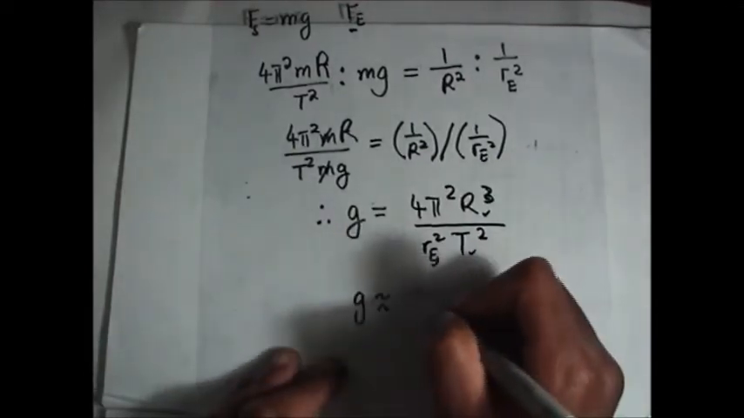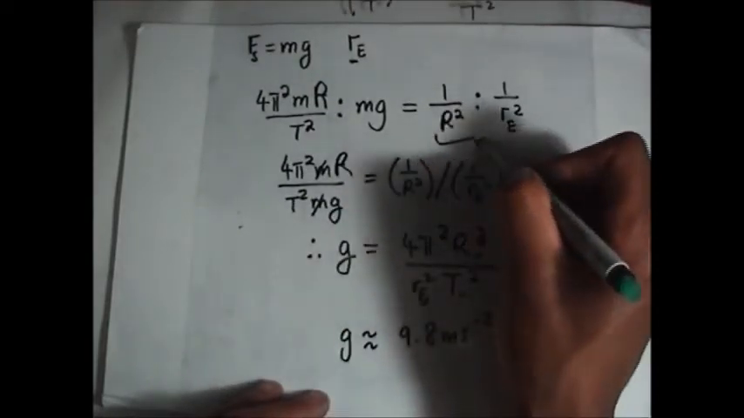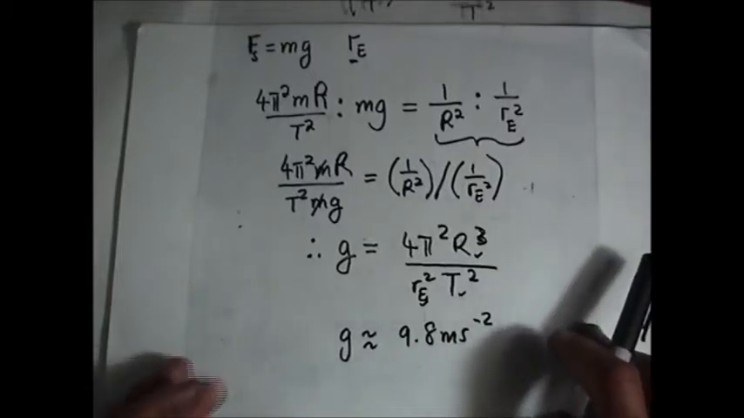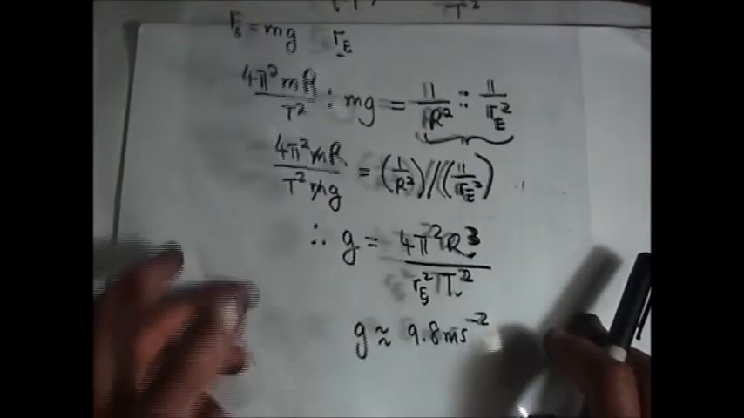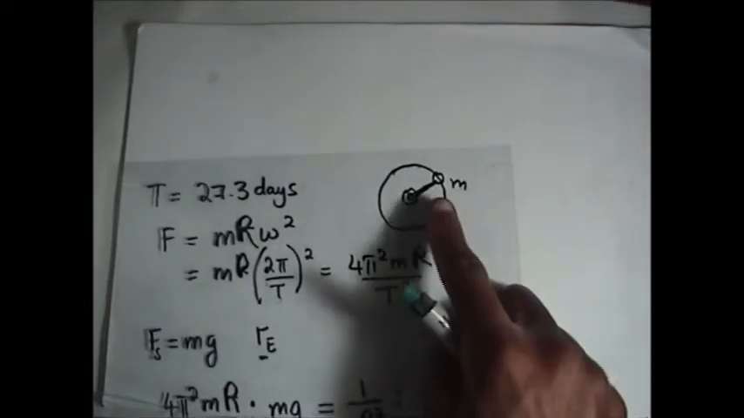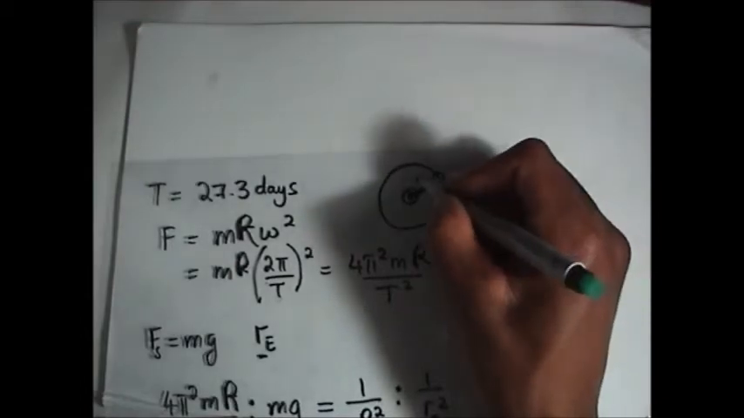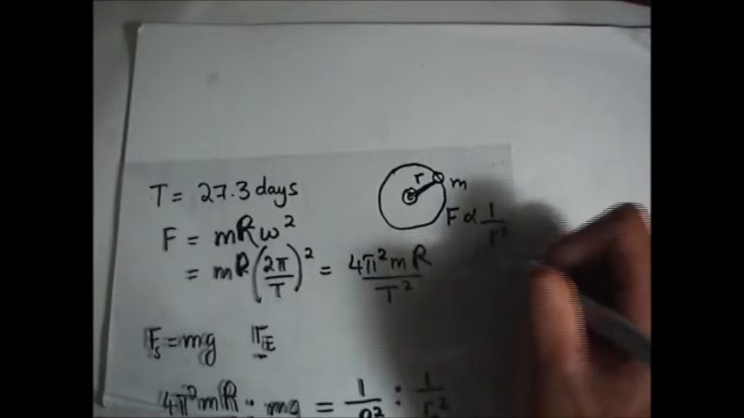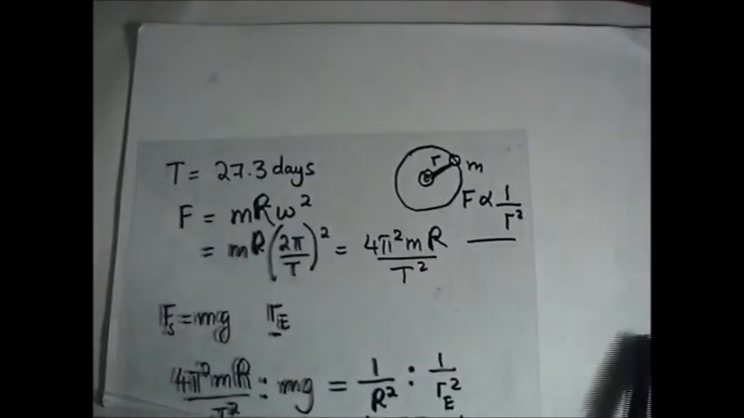When he got a g that is very close to 9.8 meters per second squared, it meant his inverse square law was mathematically proved, which means it was correct. The force of attraction between two masses is inversely proportional to the square of their distance apart. If the distance is r, then the force of attraction between them is inversely proportional to the square of the distance apart. He saw that this had been proved.